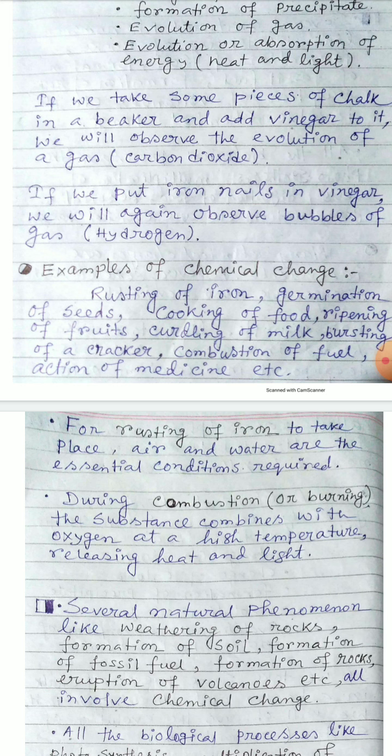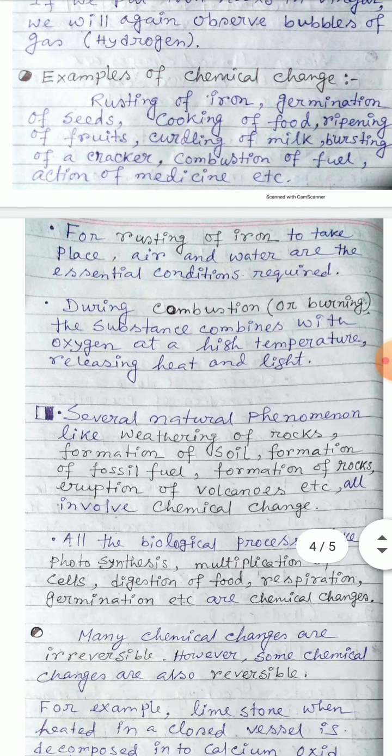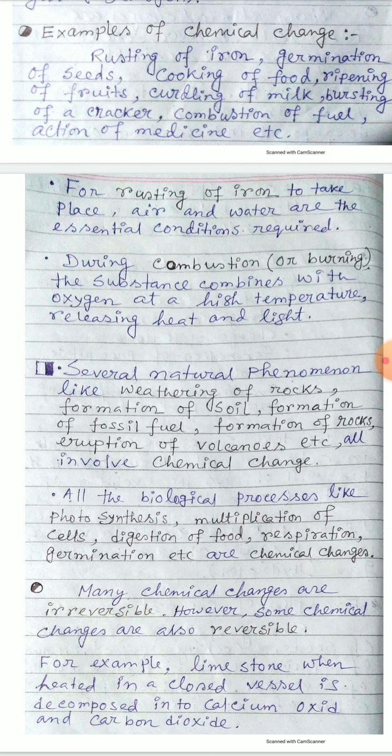If we put iron nails in vinegar, we will again observe bubbles of gas; hydrogen gas is produced when iron nails react with vinegar. Vinegar means acetic acid. Examples of chemical change: rusting of iron, germination of seeds, cooking of food, ripening of fruits, curdling of milk, bursting of a cracker, combustion of fuel, action of medicine. All these are examples of chemical change.